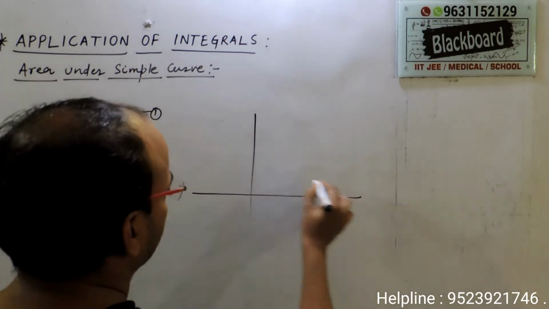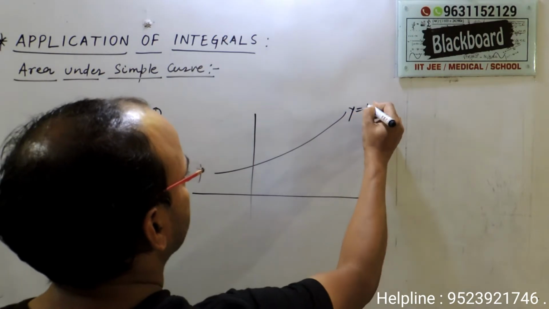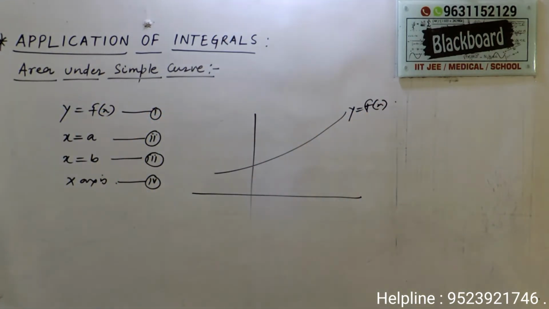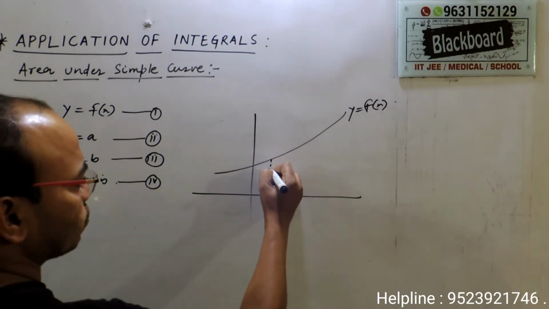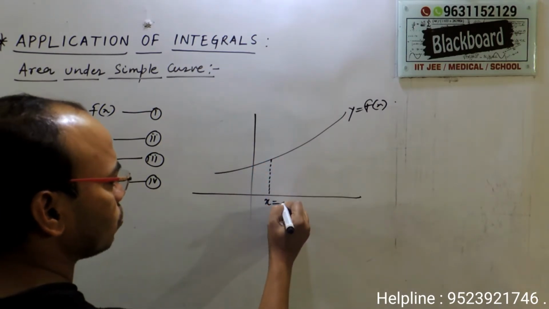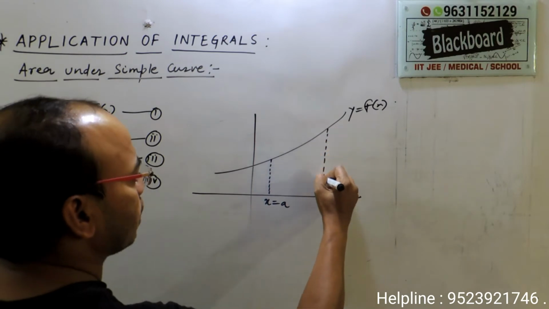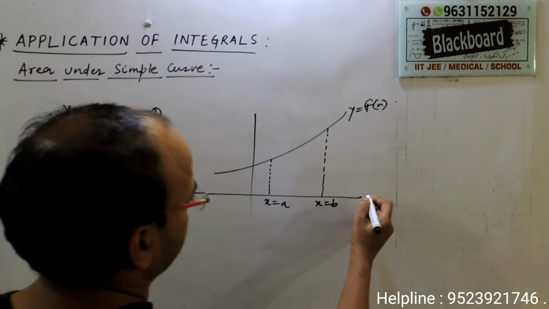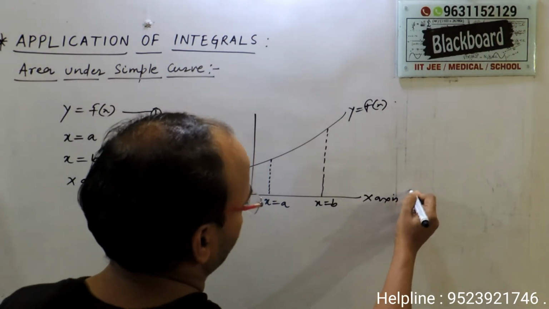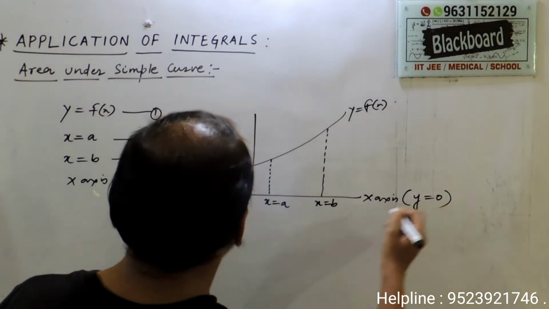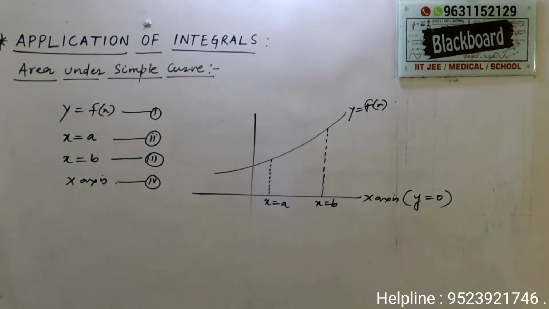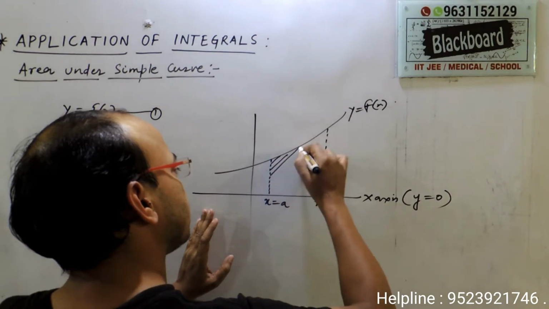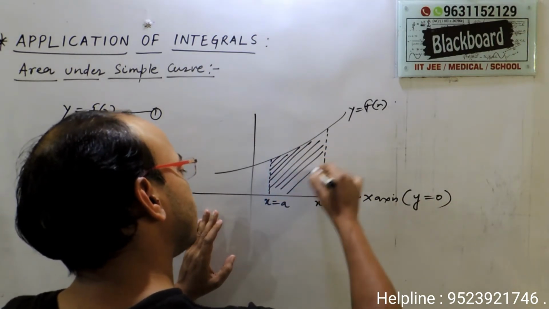For example, this is y equals f(x). Plot the curve y equals f(x). And here this is x equals a, and here x equals b. And here this is the x axis. The x axis you can also write as y equals 0. That means the x axis. And you have to find the area of this closed region, this shaded region.